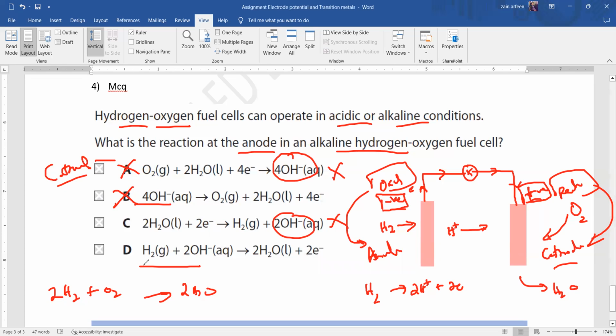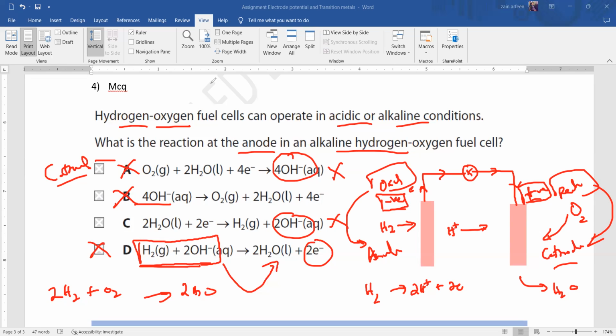And here what happened, when hydrogen in an alkaline medium will produce water and give off 2 electrons. So electron will travel and oxygen will gain those electrons. That's why D is the right answer.